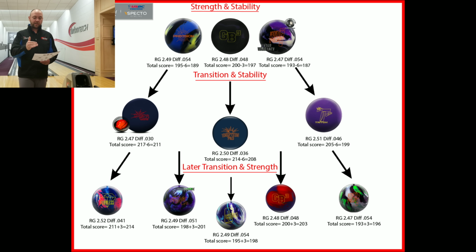So remember, strength and stability, which is your benchmark, transition and stability. So you still want more of a benchmark shape, but something a little bit stronger, or not stronger, but a little bit cleaner for the transition. And then your later transition and strength is going to be the balls that are going to get through the front and be better down lane for you. So these are the 3 levels that we're talking about.